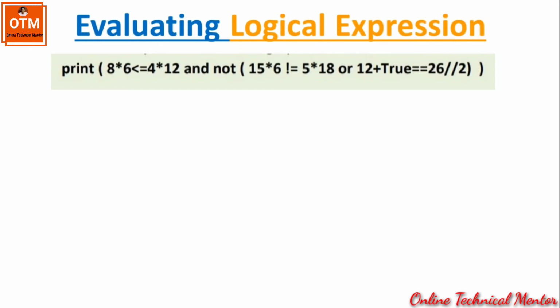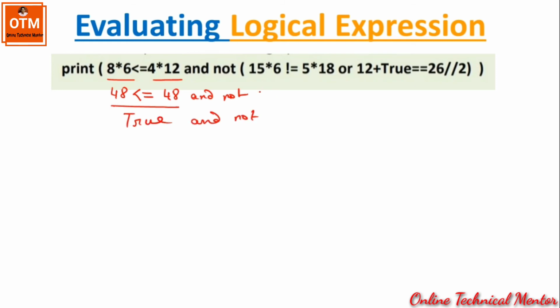Let us take an example to show how a logical expression works. It's a big expression which contains arithmetic operators, logical operators as well as relational operators. All operators are present in this expression. 8 multiplies 6 will give you 48. 4 multiply 12 will also give you 48. This and not will remain the same. Now this will be checked first, whether 48 is less than or equal to 48. Yes, this will return true.